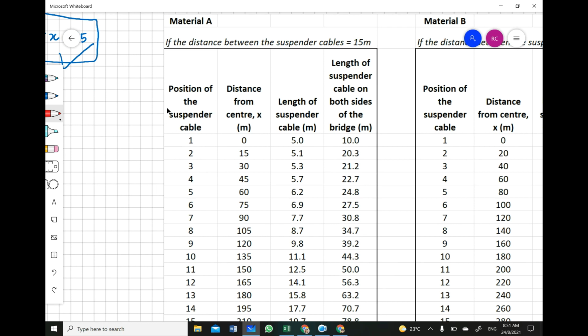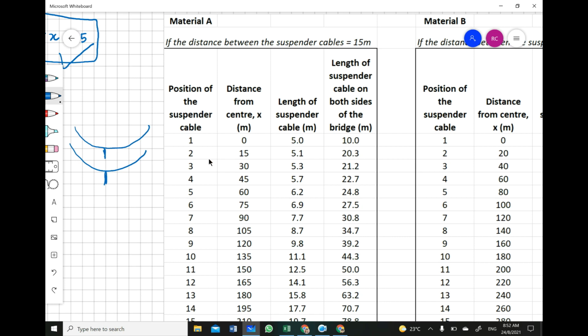Position of the suspender cable, the first one. The first one means that from the center it is 0. That is the one in the middle of your bridge, 0 from the distance of the center. So for this one, we just need one here and another one on the other side, meaning that we need 2 of this shortest suspender cable. With the length of the suspender cable of 5, that is the minimum one already stated, we need a total of 10.